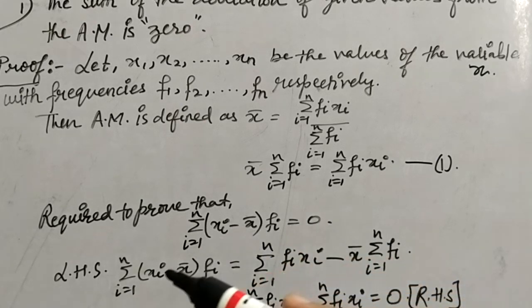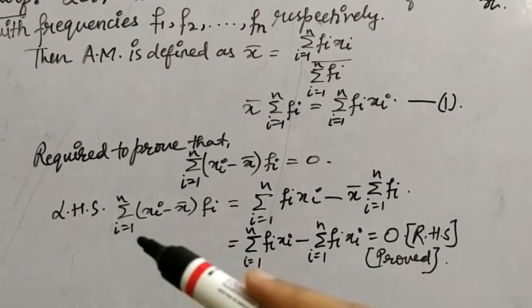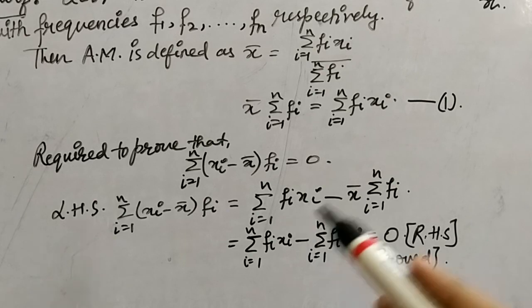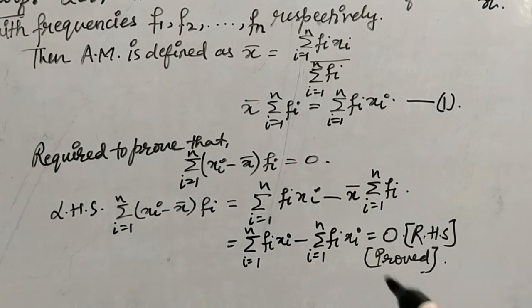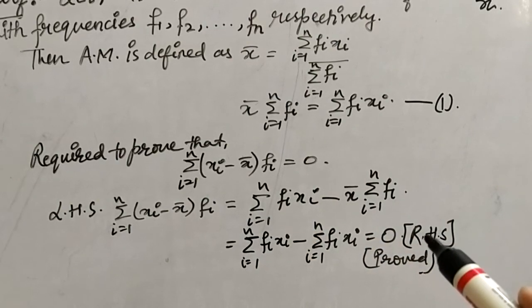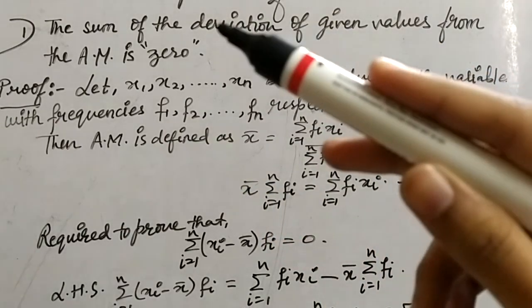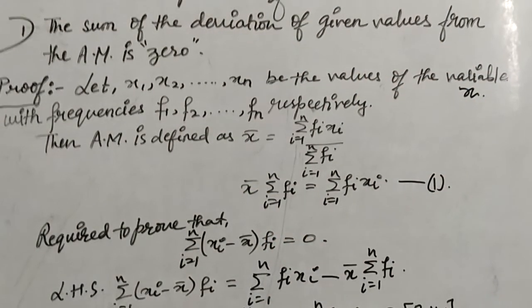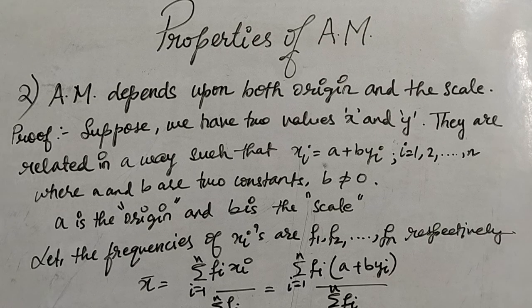Taking the left hand side, we just have to multiply the frequencies with the xi's and take the summation, and from this equation we can put in the value, so that the equation is proved, and hence property number 1, which is that the sum of deviations of given values from the arithmetic mean is 0, is proved.